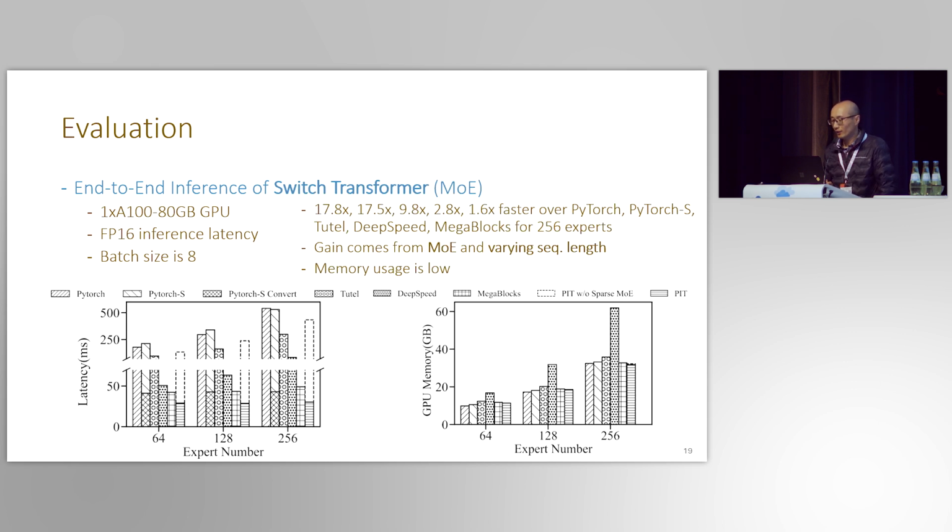The second one is end-to-end inference of Switch Transformer, which is the first MoE model. We evaluated it on an A100 GPU. PIT is 1.6 to 7.8 times faster than the baselines. The performance gain comes from PIT's efficient support of MoE and the varying sequence length.